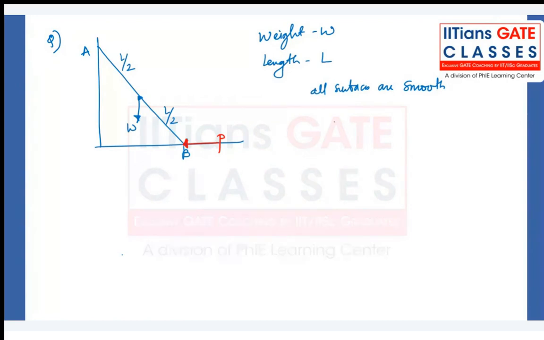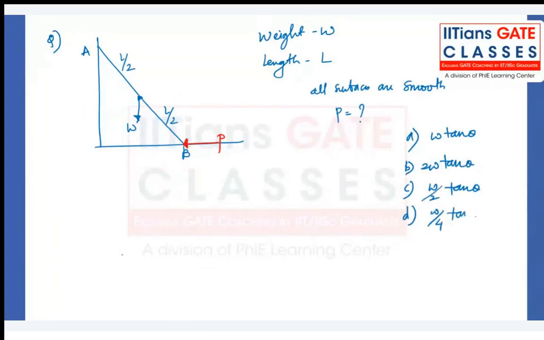So the options you'll have: W tan of theta, 2W tan of theta, W by 2 tan of theta, W by 4 tan of theta. Very simple question. You can post your answers. What is theta here? Theta is the angle between the ladder and the vertical.